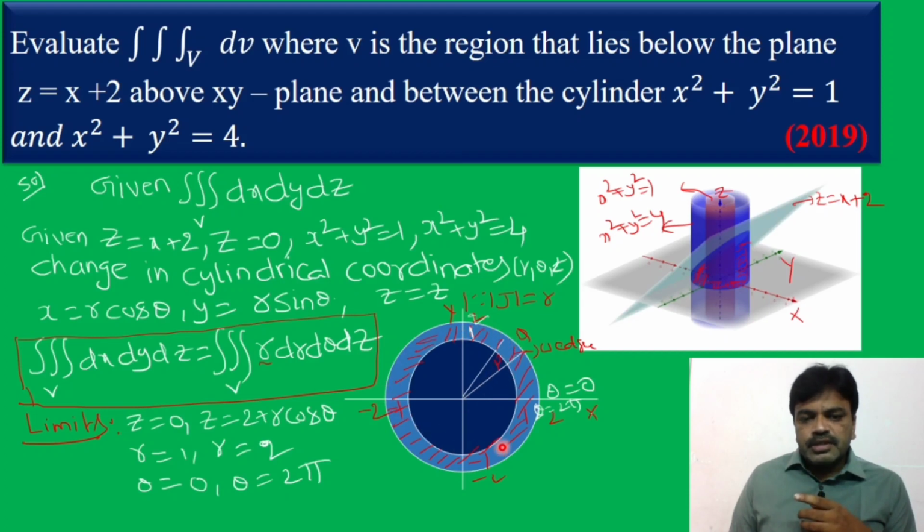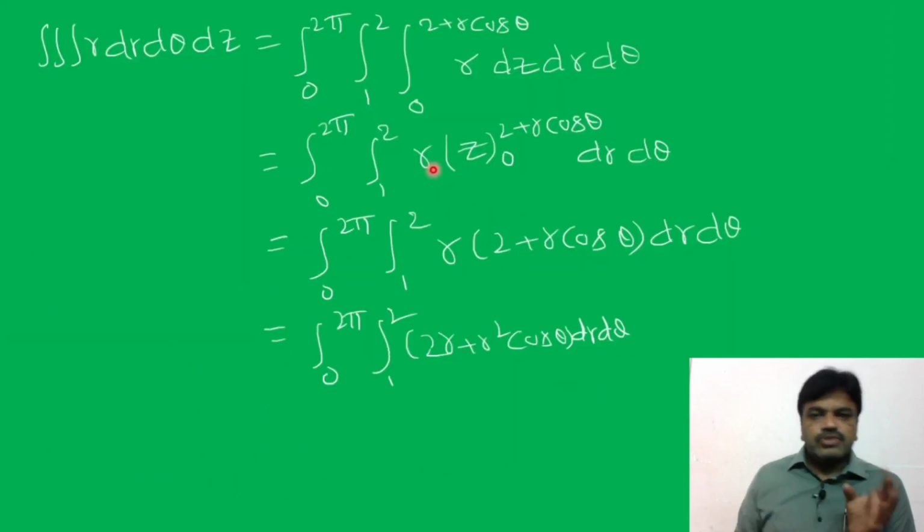This is our bounded region. Draw a wedge here. Our region is between 2 circles. So r is equal to 1, r is equal to 2. It is a complete circle, so θ is equal to 0 to θ is equal to 2π. Simply substitute and write down the proper order here.